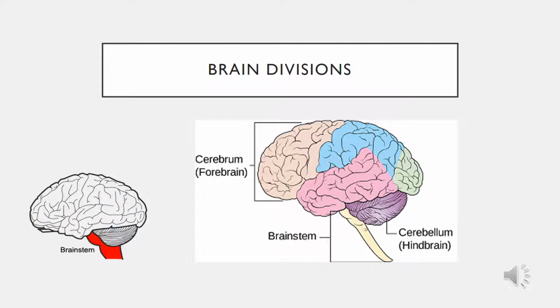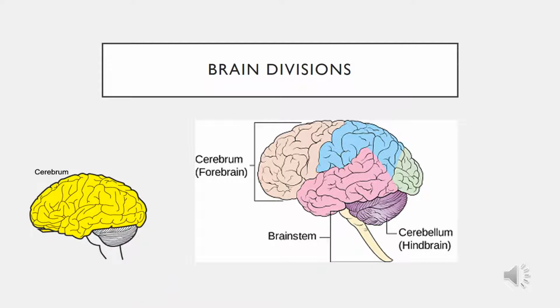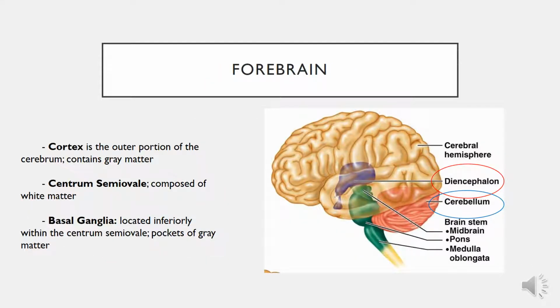The brain is composed of 3 main areas: the forebrain, midbrain, and hindbrain. The forebrain can be subdivided into 2 parts, the cerebrum and the diencephalon. The cerebrum forms a large portion of the posterior brain. The diencephalon is the second portion of the forebrain.